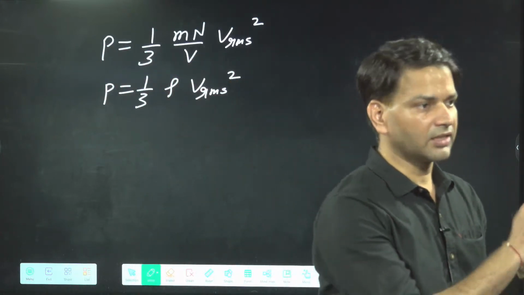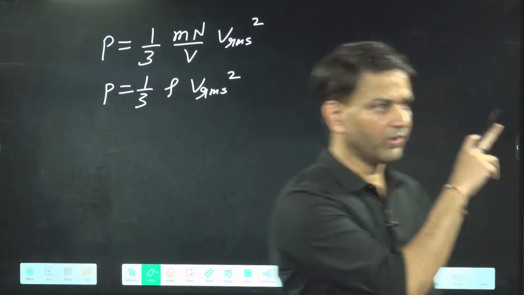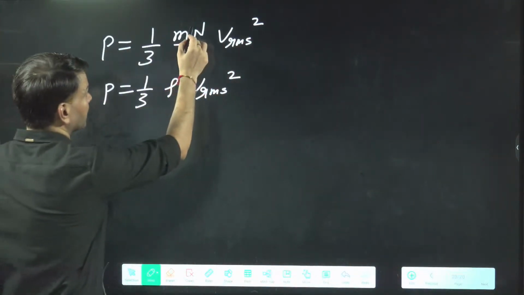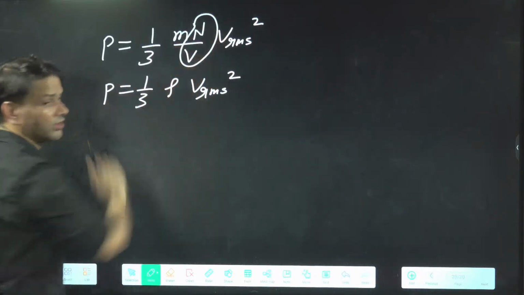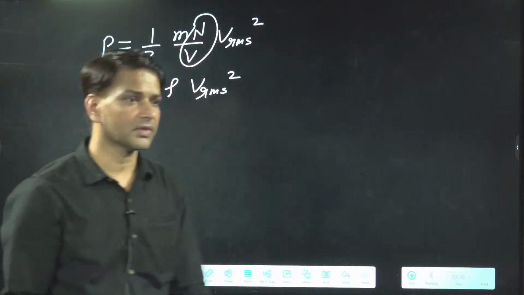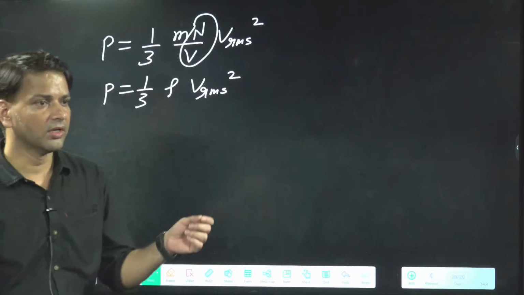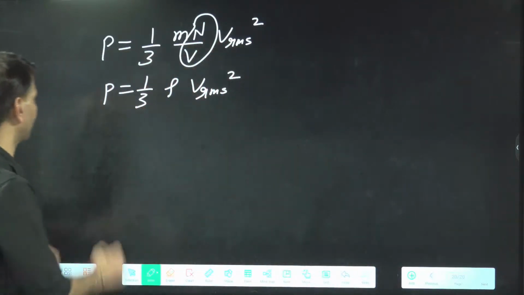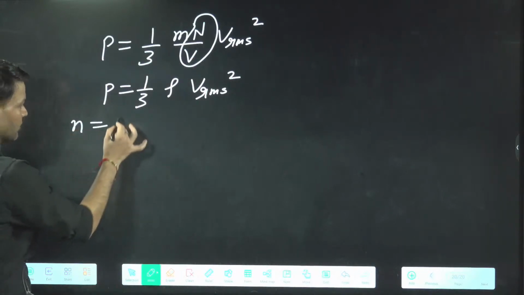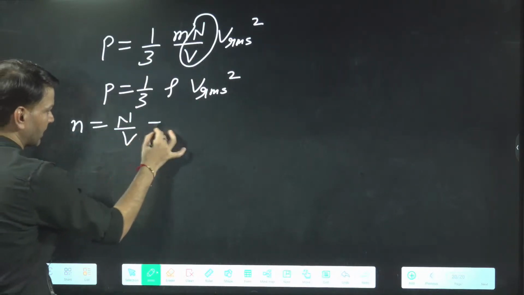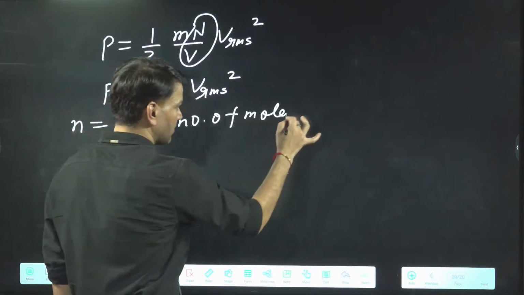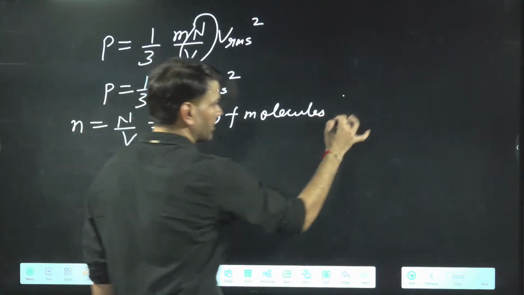There is a different way we can write this pressure. One is this formula, one is this formula. Sometimes what is this quantity? N is the number of molecules, V is the volume. So N by V is the number of molecules per unit volume. Generally we write it by small n. So small n we can say is N by V, the number of molecules per unit volume.